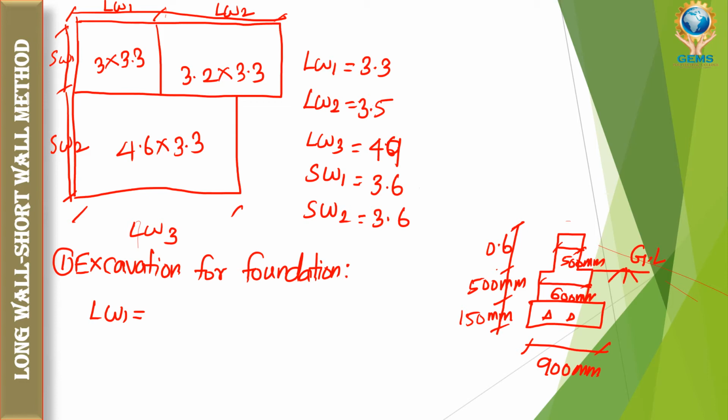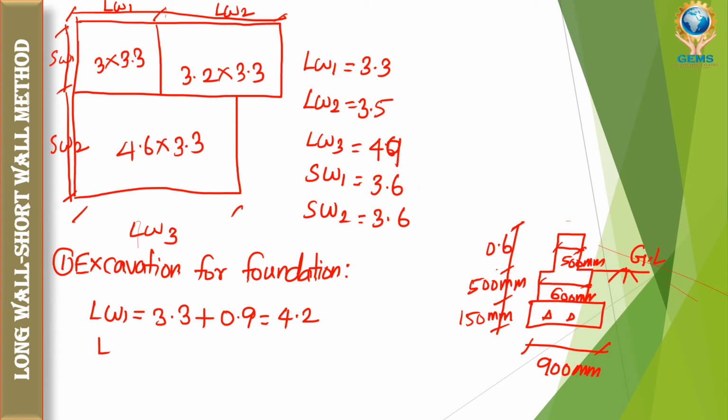So LW1 equal to, the formula is the LW1 value, that is the central line length of the diagram. So 3.3 plus 0.9, since the width of the item is 900 mm. So 3.3 plus 0.9 equal to 4.2. This is LW1, that is the length of the first one.